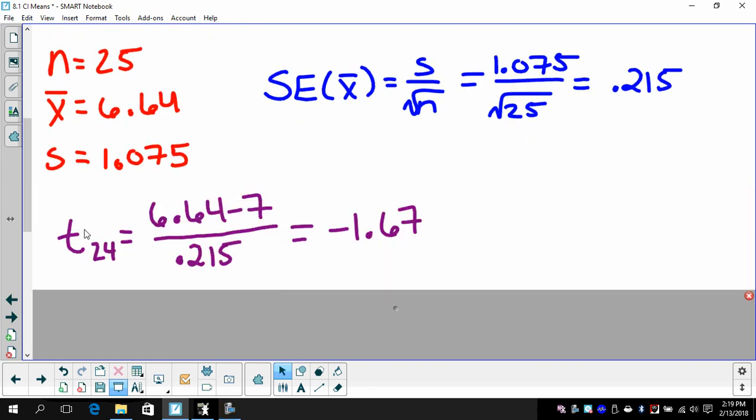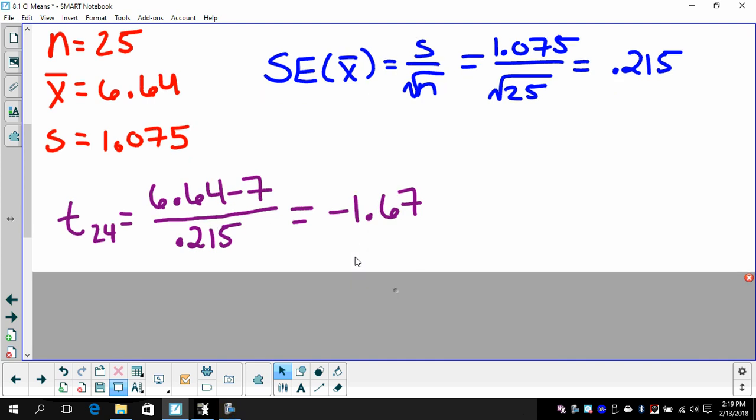Now we need to calculate our t, which is just like calculating a z. We have 24 degrees of freedom. So sometimes we'll just write it as t24. So we take our sample mean, subtract from it our hypothesized mean, and divide by the standard error to get a t of negative 1.67.